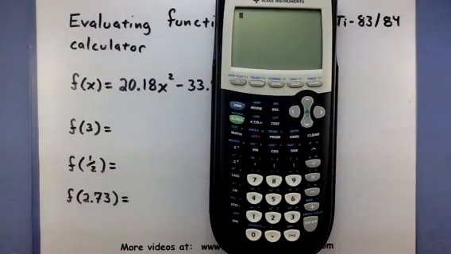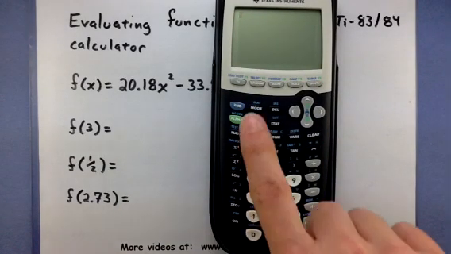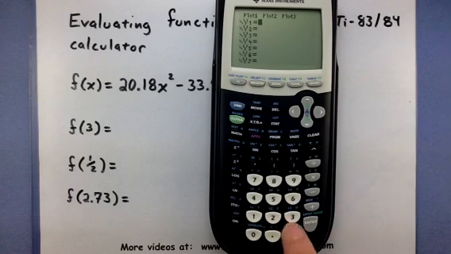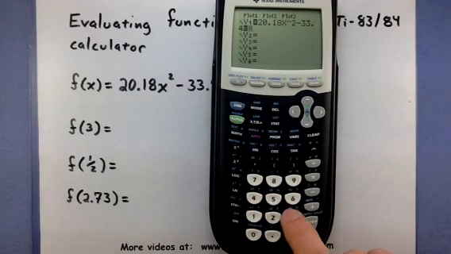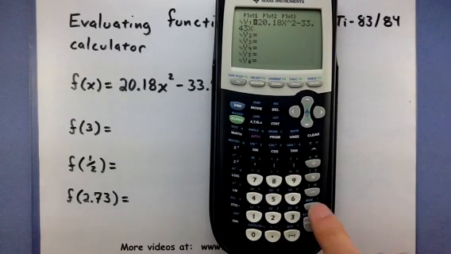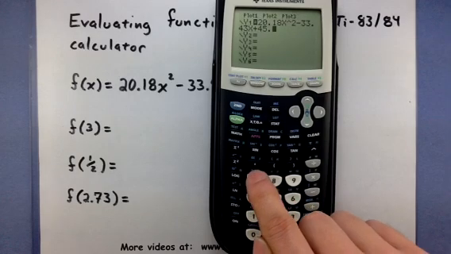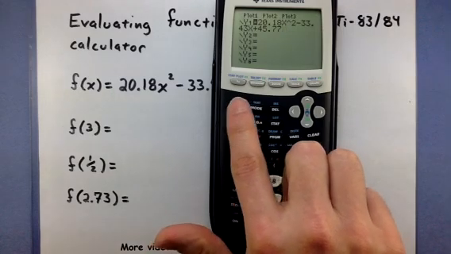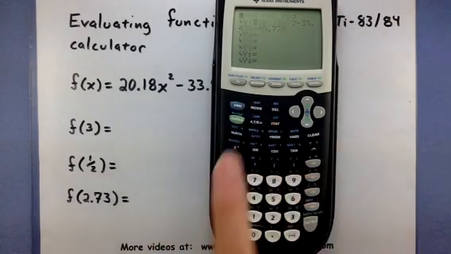So the first thing I need to do is get this function stored into the calculator. And I can do that under my y equals screen. So press your y equals button and let's enter in that function. 20.18x squared minus 33.43x plus 45.77. There we go. So that basically just stores it into the calculator. Go ahead and press second quit to return to your home screen.